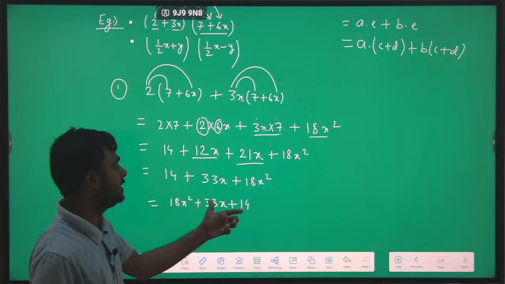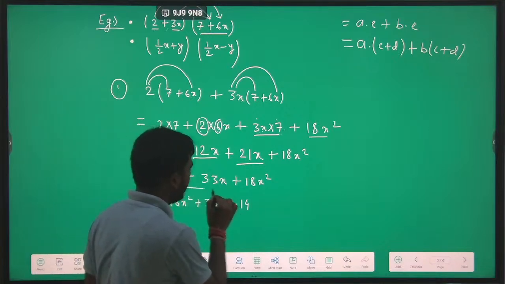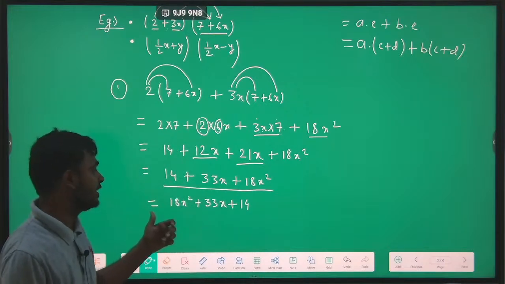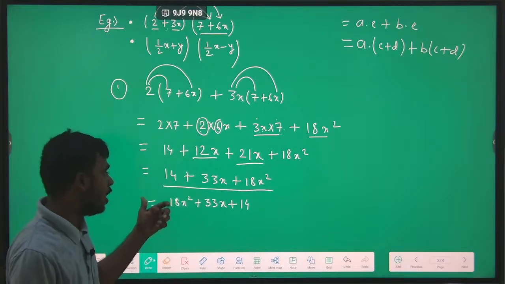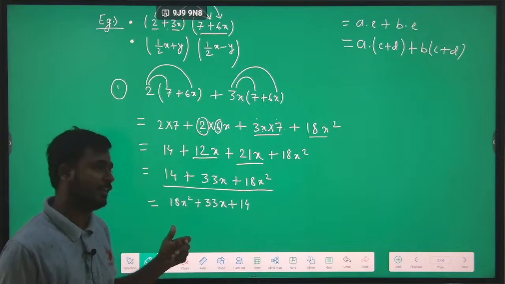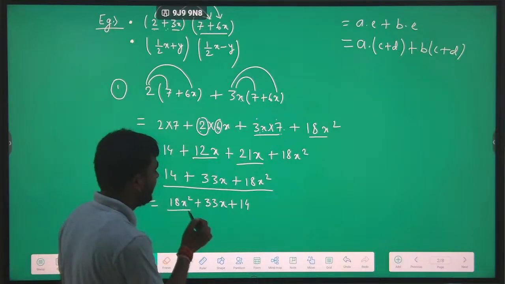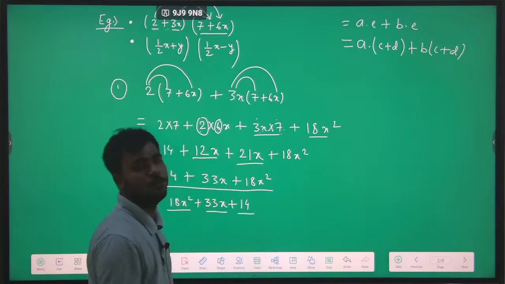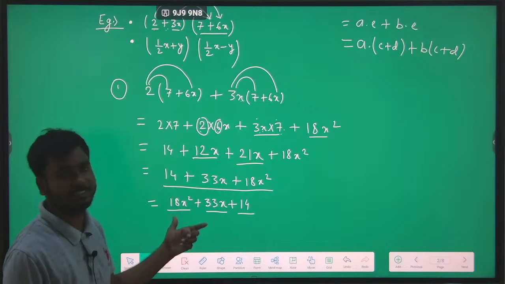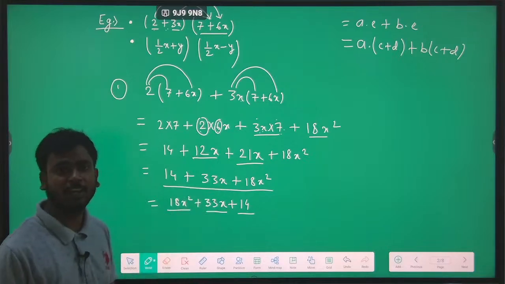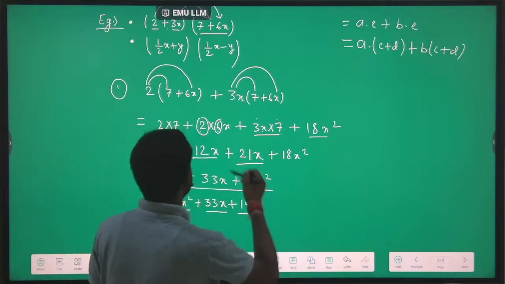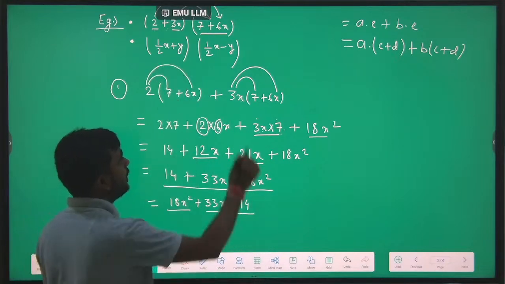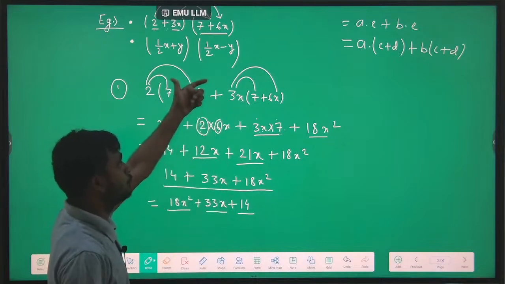Why am I writing like this? Why have I not written it the other way? Because in an algebraic expression we try to write the terms from upper degree to lower degree. So the first term will be 18x square, then comes 33x, then comes the constant 14. Okay, so we will arrange the terms like this. Now we have one more question, 1 by 2x plus y and 1 by 2x minus y. We will deal with this question later.